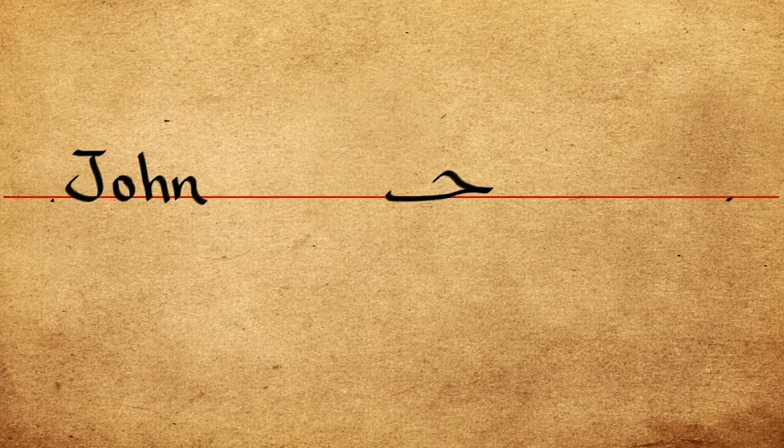The next name is going to be John. John. This is the first shape of the letter G, the initial one. And here's the Waw and Noon. It's John. The next name is Oliver.